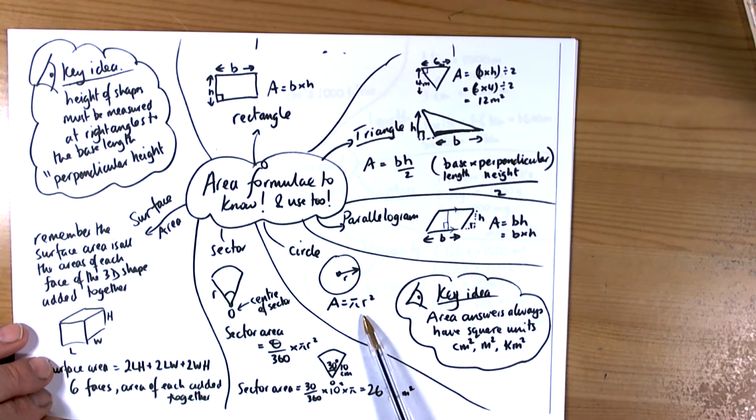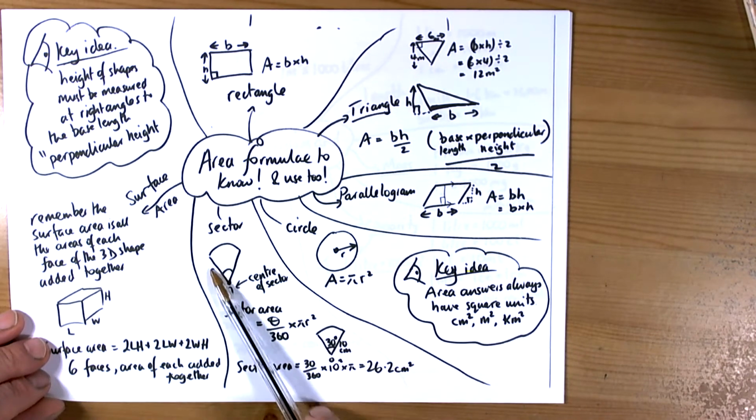So remember the circle song. If you haven't heard it before, go to YouTube, circle song, usually the first hit, and it'll be a way of trying to remember it. Area must always have square units. Okay, it's about covering up the space, and they're measured in squares, so square units.